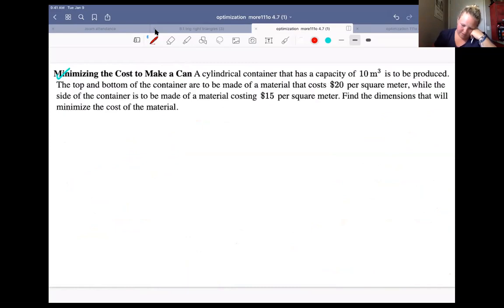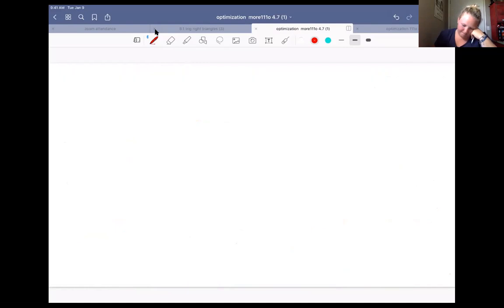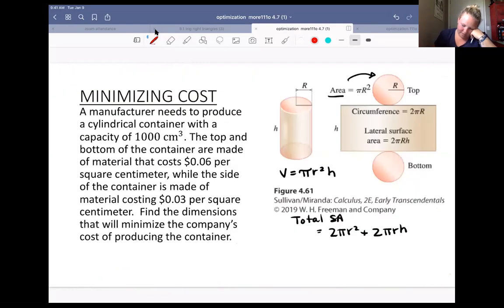So yeah, this is the minimizing cost one. Any of these cylinder ones involve pi, and your answers are going to be exact. And again, they're like little tiny stories, and then you have to weed through it all to find the dimensions that are going to minimize cost. I know it's labeled that, but they're not always labeled that.